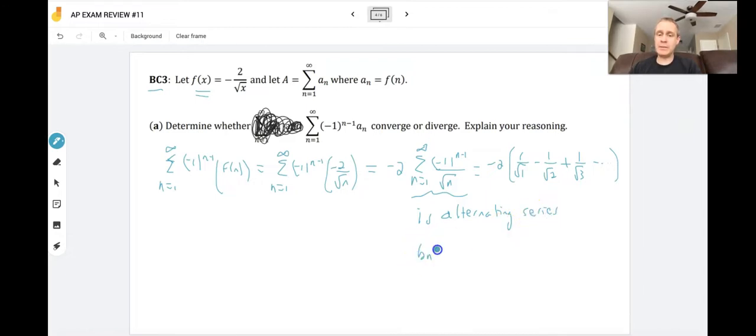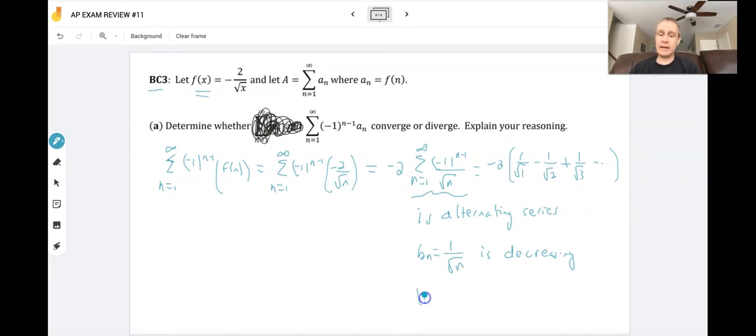Now my b sub n in this series, I strip out the negative 1 to the n minus 1, and we're left with just 1 over the square root of n. And I know that as n increases, this denominator, even though we're taking the square root of it, is going to get larger, which makes this whole fraction get smaller. And so I know that this is decreasing. And I don't need to do any other work than just state that it's decreasing.